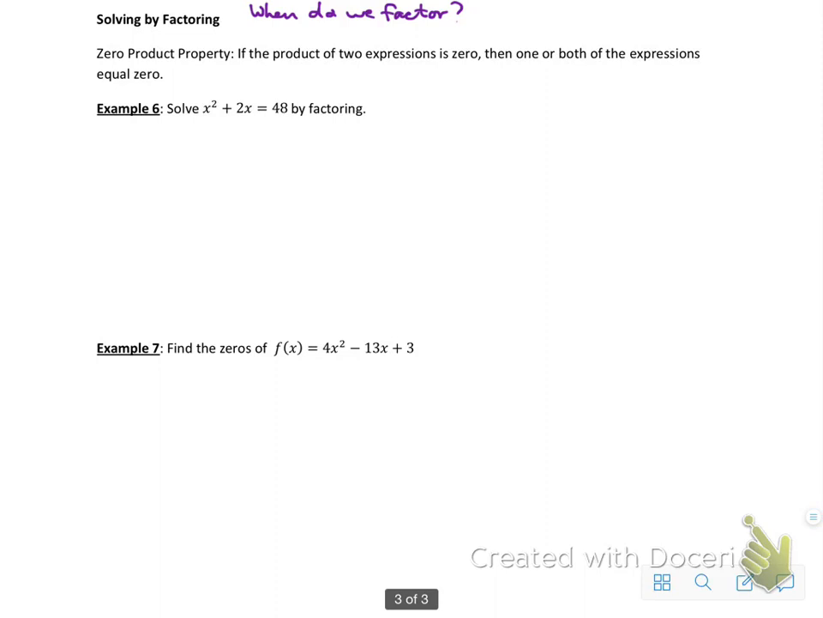So, you remember factoring? I hope so. If not, you might want to go back and re-watch those videos over factoring, because the process is not changing. It is simply adding a step at the end, so you still have to know how to factor. If you don't know how to factor, go watch it again.